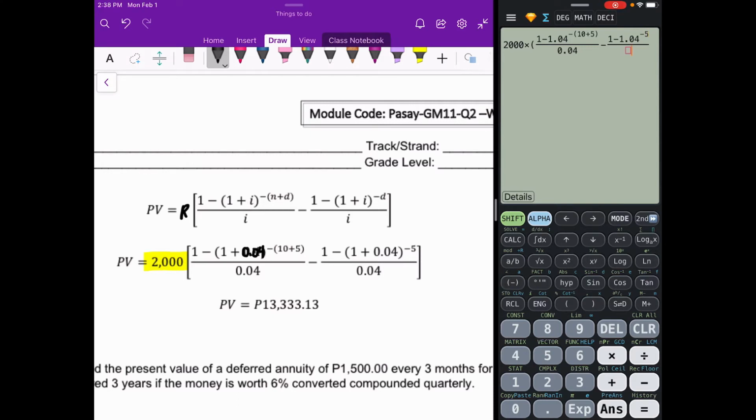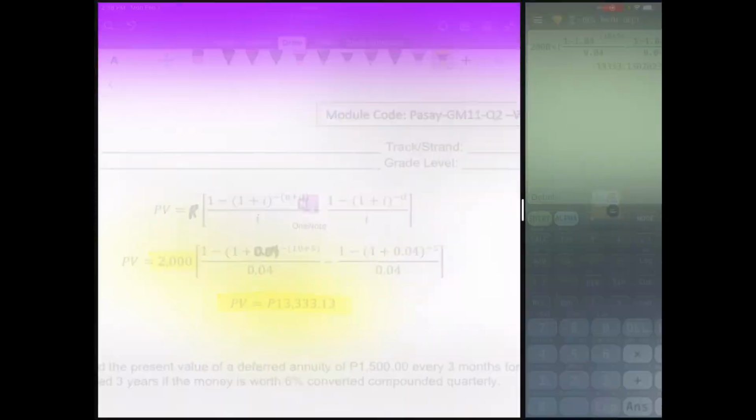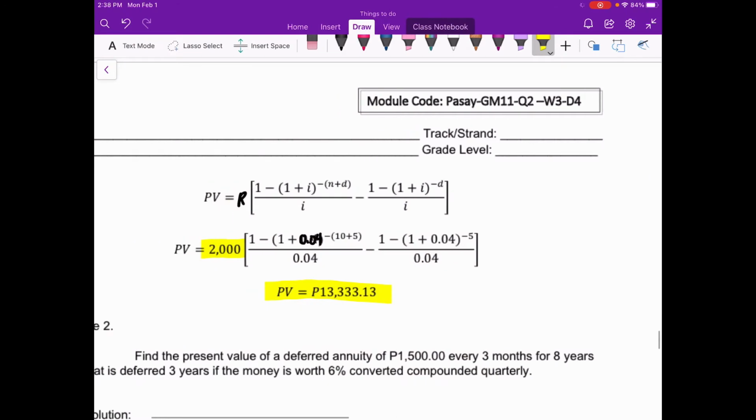All over, we have 0.04. Okay, and of course, close parentheses. So, can you see the answer? That is 13,333.13, which is our answer here. So, the present value is 13,333.13. Okay? So, let's have another problem.